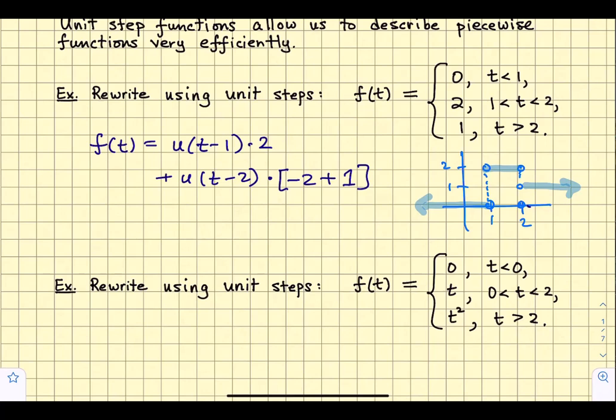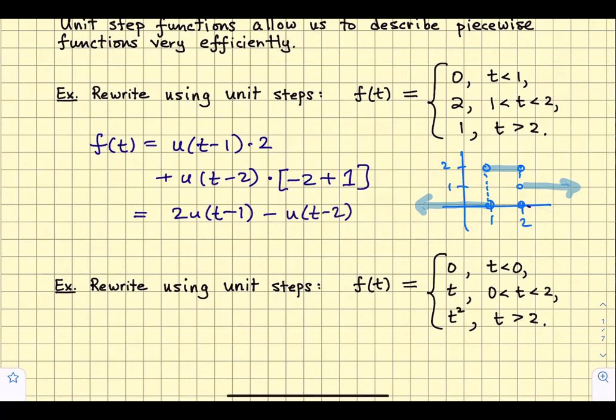And now let's just check this. If we were to rewrite, now of course we could simplify this if we want to. We could rewrite this as a 2u of t minus 1, and then here we get a net result of minus 1, so we'll just say minus u of t minus 2. And now let's just check this.